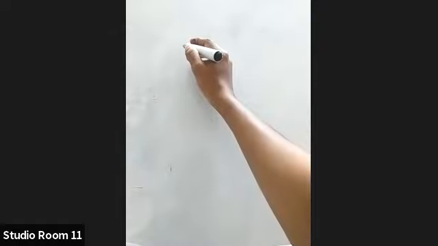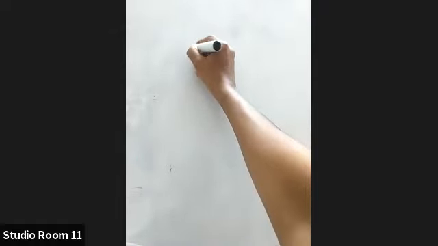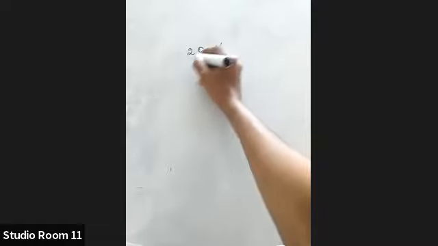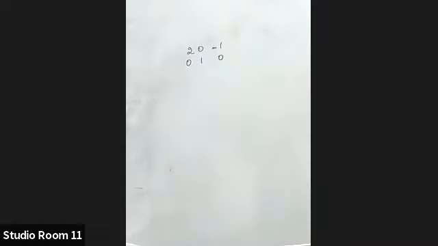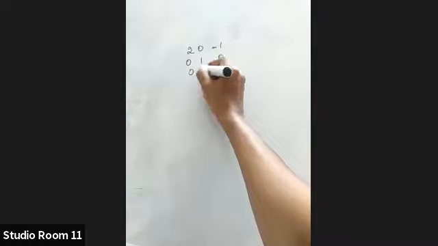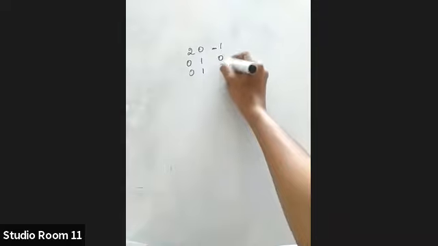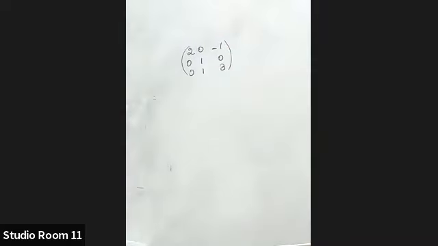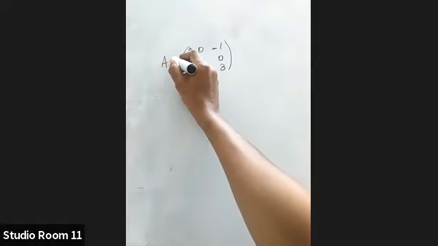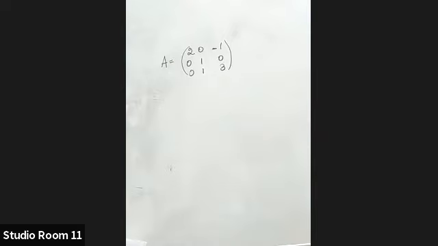Write down. Find the inverse of the matrix 2, 0, -1, 0, 1, 0, 0, 1, 3. I am selecting one simple problem. So I'm going to find the inverse using row transformations. So what is the first step we will start?